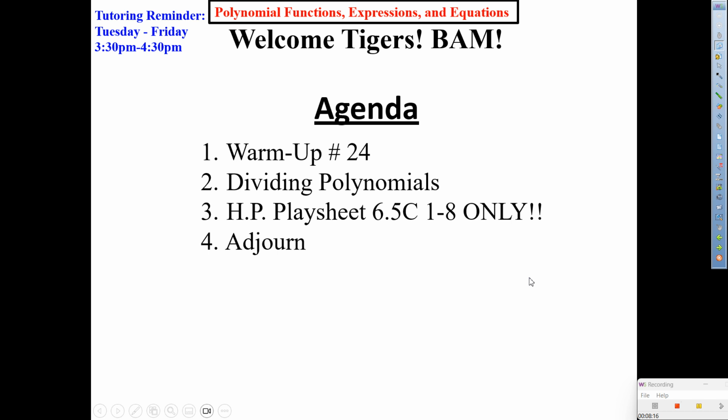Copy the agenda, please. Warm-up number 24, dividing polynomials. Tonight's home play is play sheet 6.5C, numbers 1 through 8. Only.